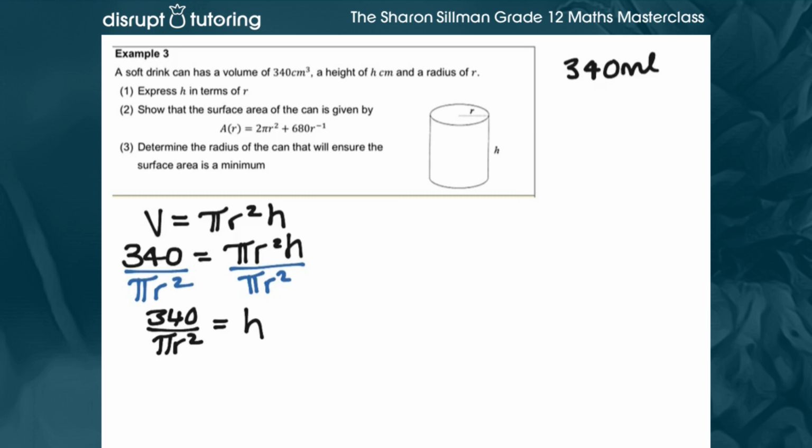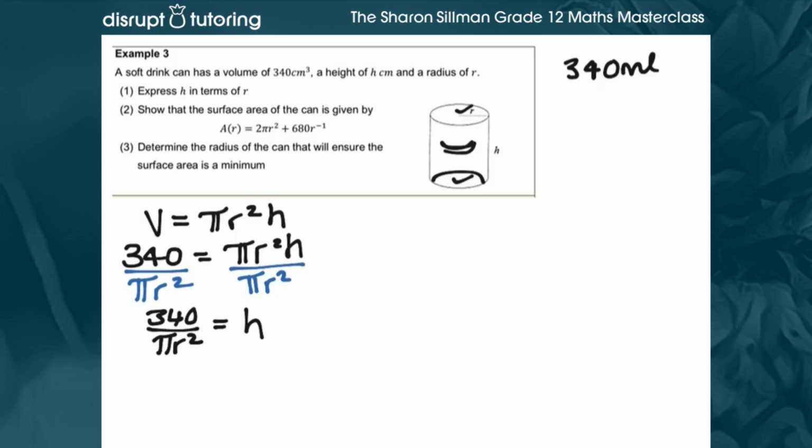Number 2, show that the surface area of the can is given by what we see there. Remember, when you show that, you cannot use it, but you could use it in number 3 if you didn't manage to show that. Just imagine for yourself it has said, find the surface area of the can. So remember, for surface area of a cylinder, we have the circle here at the bottom and the circle at the top, and we have this curvy part going all the way around.